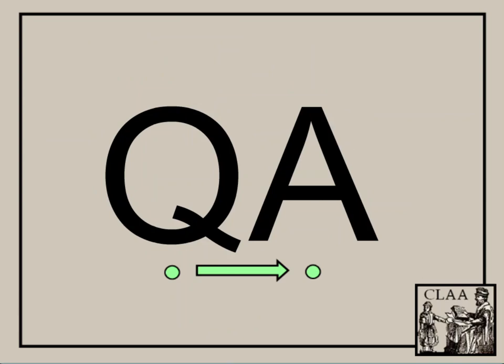Now let's practice reading syllables that begin with the consonant Q and end with a vowel. Here we'll begin with the consonant Q and end with the vowel A. Point to the green dot under the consonant Q and we'll begin. Ka, ka, ka.